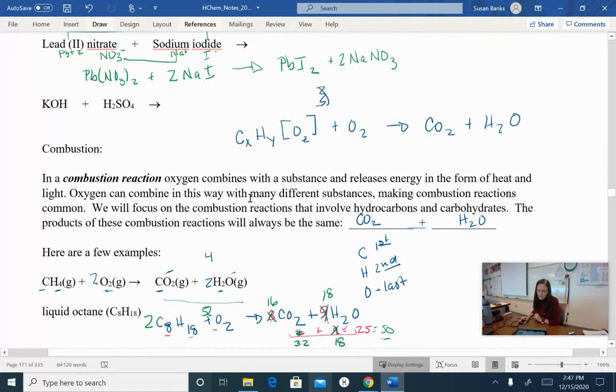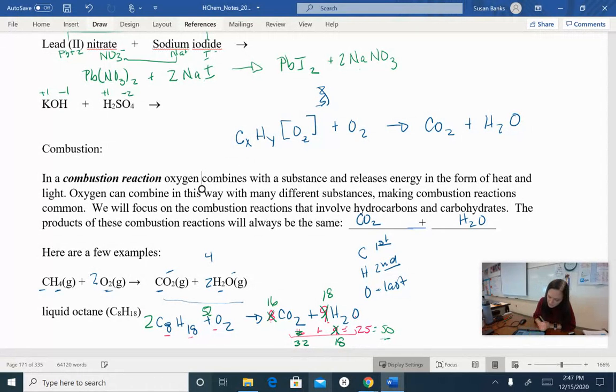nitrates. Okay, last but not least, potassium hydroxide. Potassium is a positive 1. Hydroxide is a negative 1. Hydrogen, we're going to pretend, well, it is a positive 1 in this case, and the sulfate group is a negative 2. So positives have to get together with negatives. So the only thing that potassium can get together with, other than hydroxide, is sulfate. Positive 1 plus a negative 2, I'm going to need 2 potassiums and 1 sulfate group.